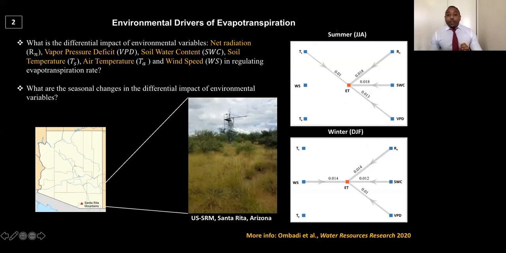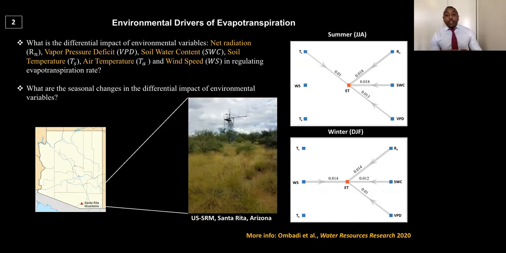If you look at the summer season, you will see that evapotranspiration is driven by net radiation, soil water content, vapor pressure deficit, and soil temperature. If you look at the winter, you will see a very similar picture, whereby evapotranspiration is driven by net radiation, soil water content, vapor pressure deficit. However, wind speed appears to be a significant driver during the winter.